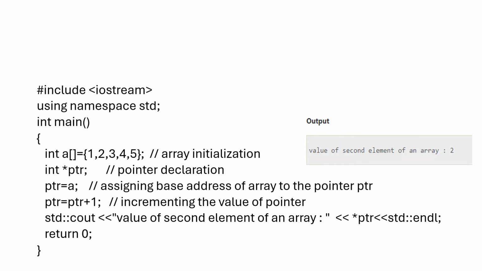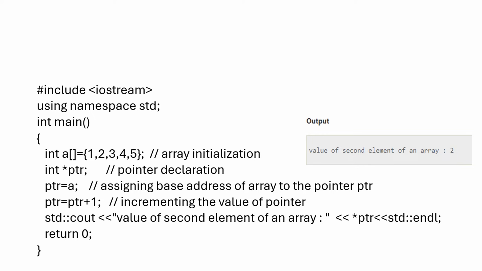So here is one example. In the main function, we are going to initialize the array. So integer a of 1, 2, 3, 4, 5, 5 elements we are going to initialize here. Then we are doing the pointer declaration as an integer. So integer star pointer declaration. Then we are assigning the base address of the array to the pointer. So pointer equal to a.